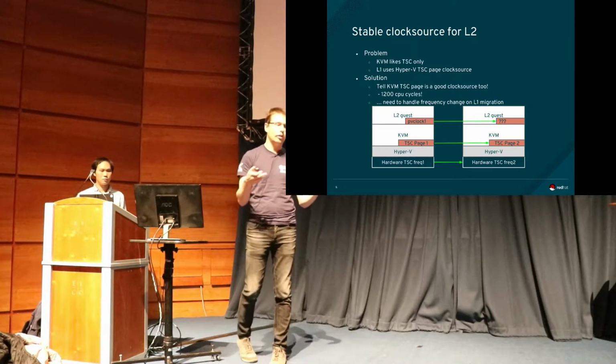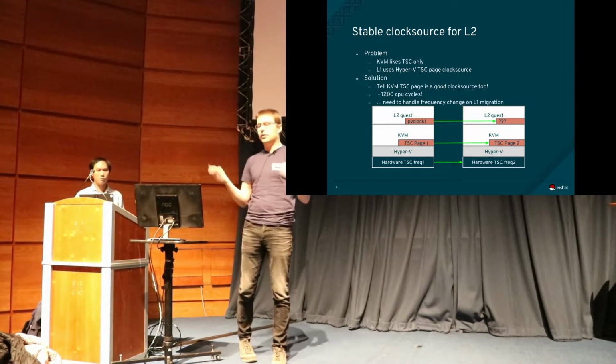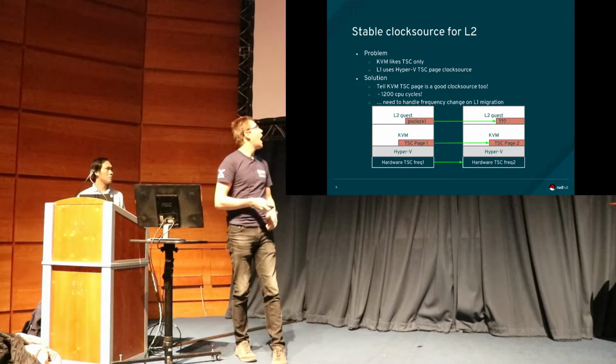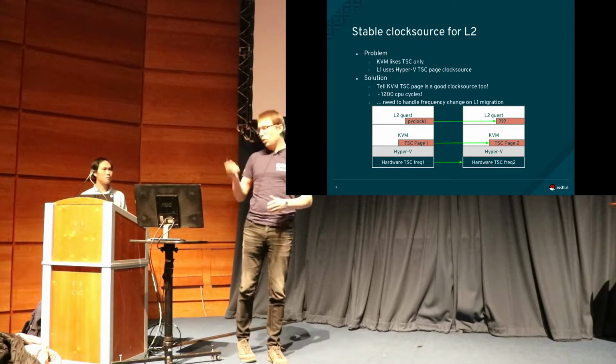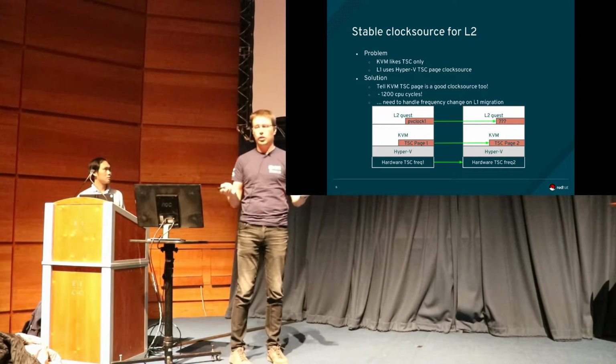You don't need to go into kernel mode for that. So you read it, you multiply, you add, you get the answer: what time is it now? And it all works both for KVM and for Hyper-V. But when we are running nested, it didn't work.